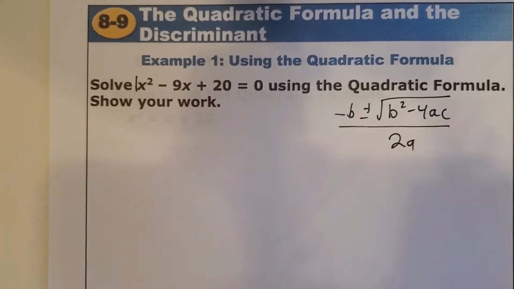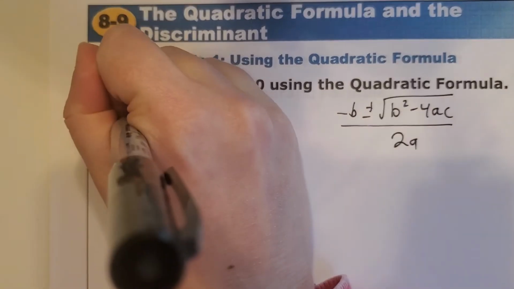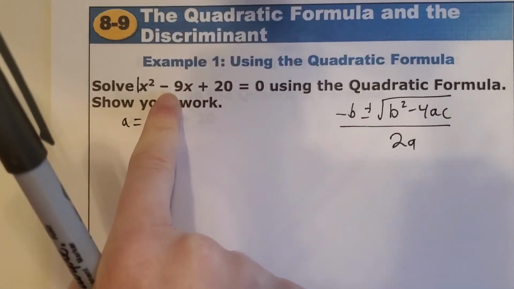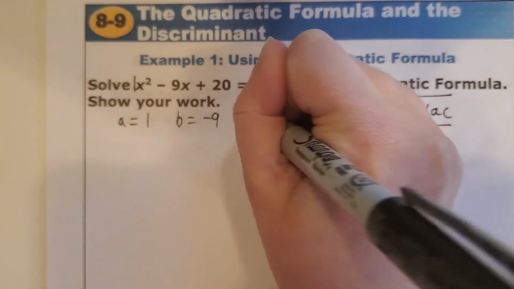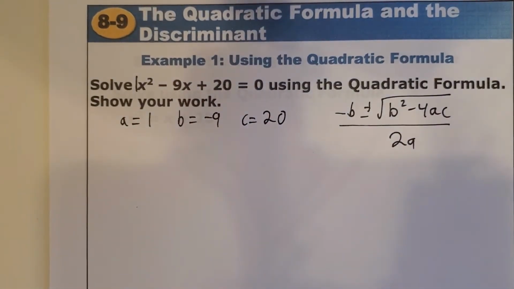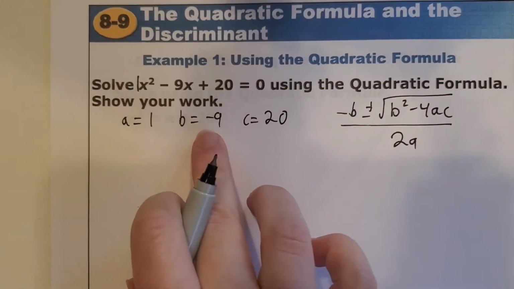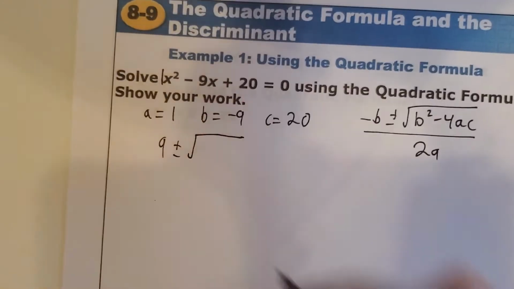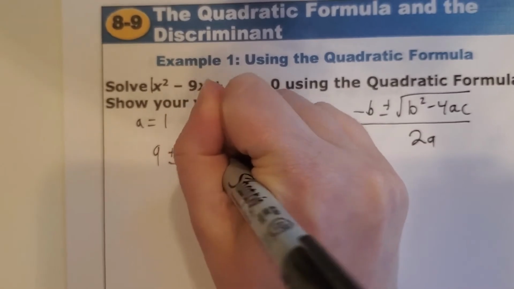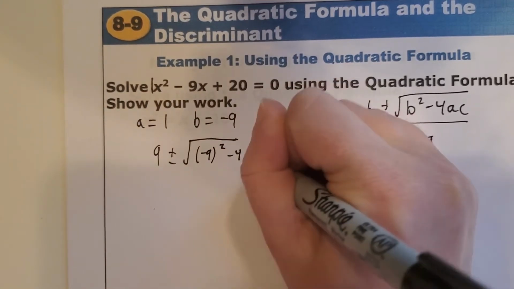It helps a lot of people to actually list all those values out before you even start. So you're going to see me doing this on the answer key to your homework. A equals 1. You do have to remember your signs, though. B equals negative 9, and C equals positive 20. And then all of this goes in here. So negative 9, which we can do right away as positive 9, plus or minus the square root of negative 9 squared, careful with your parentheses, minus 4 times 1 times 20.